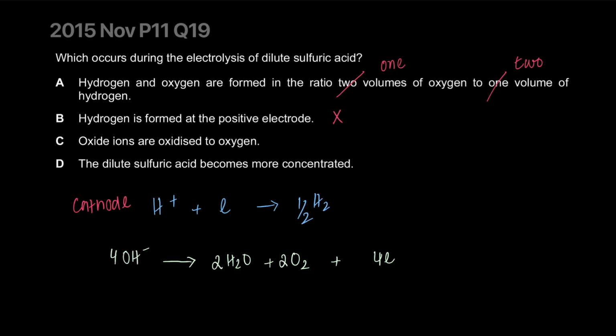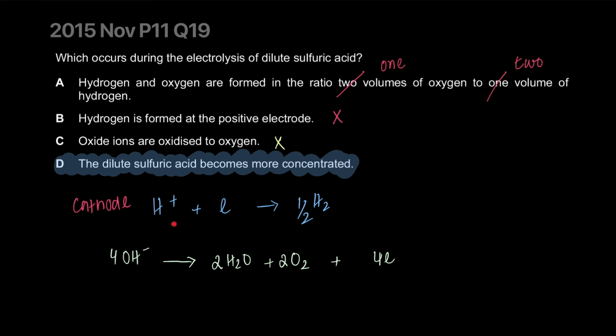It takes the mystery away from electrolysis if you know this. So this is wrong. The dilute sulfuric acid becomes more concentrated. Well, that's the only one left. And it does, because the sulfate ion remains, and essentially what's happening is this reaction takes place and this reaction takes place. So essentially, where are these two coming from?